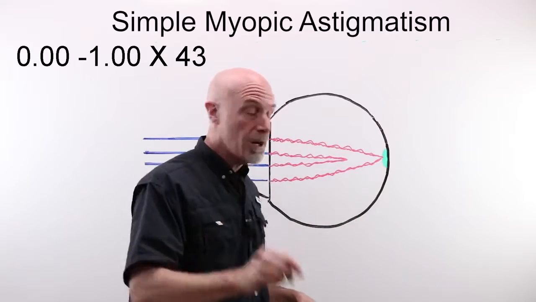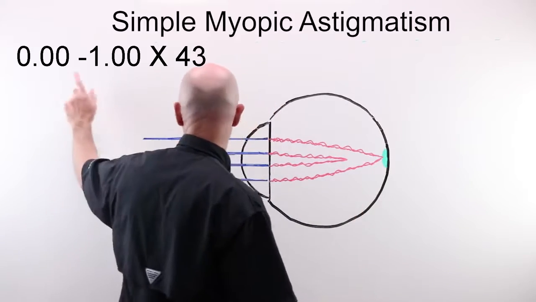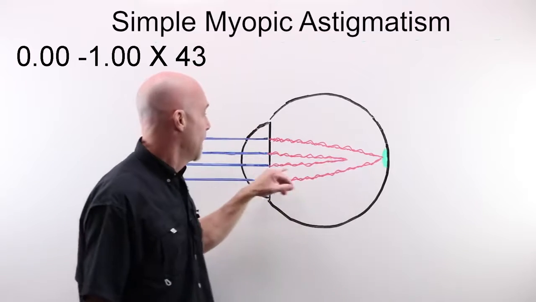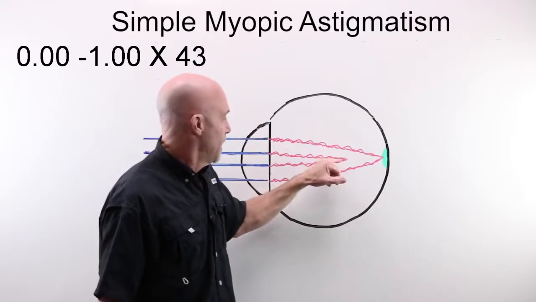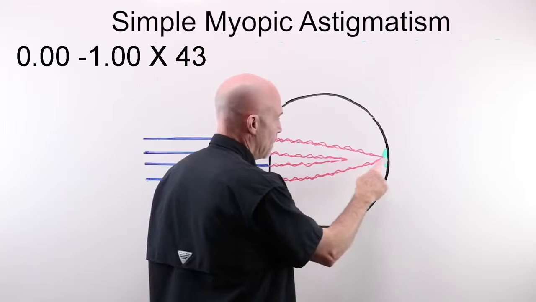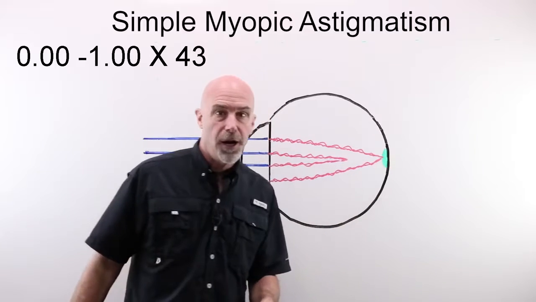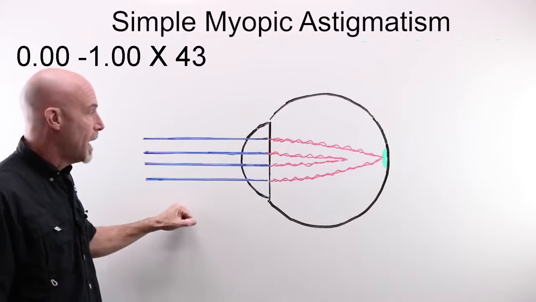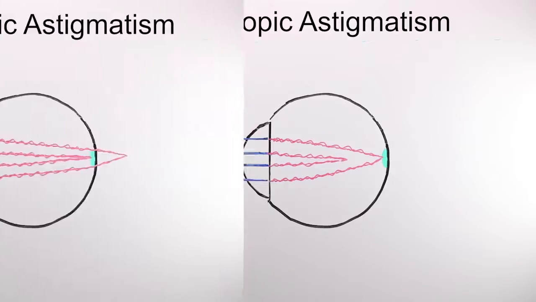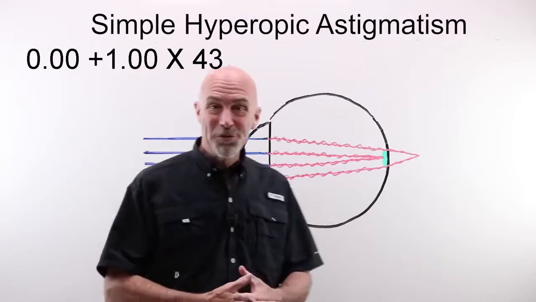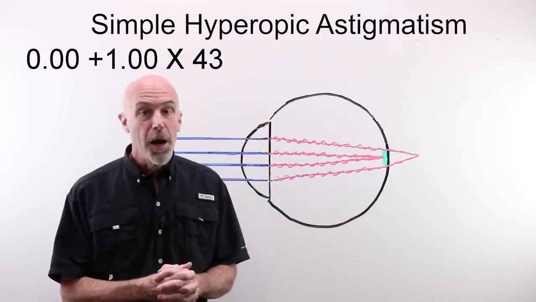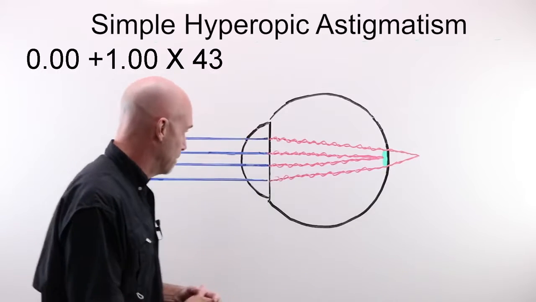They do not require any correction at all, which is where our 0 comes from. The other meridian, they need a little bit of help going from here to back there. Simple myopic astigmatism.